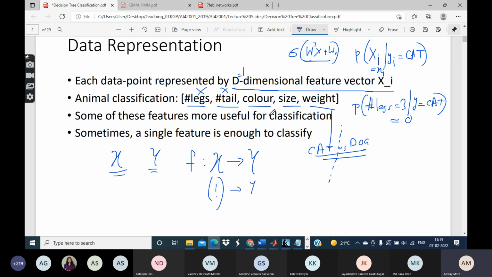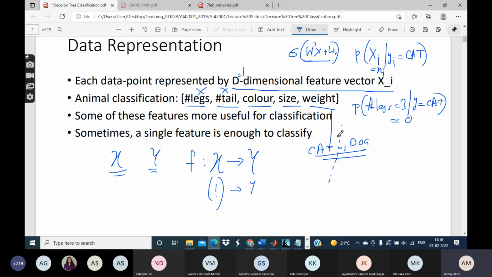So color may not be as useless as that. It's possible that white dogs are a bit more common than white cats, or brown cats may be a bit more common than, say, brown dogs and things like that. But those are marginal differences.